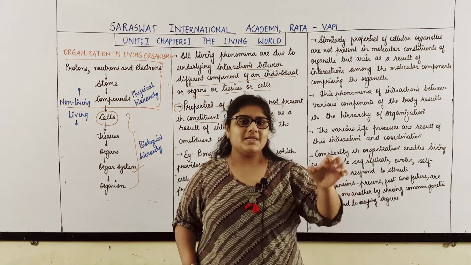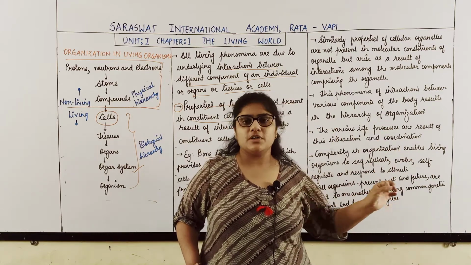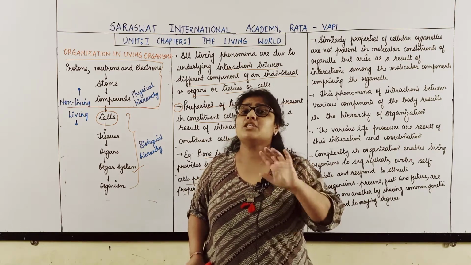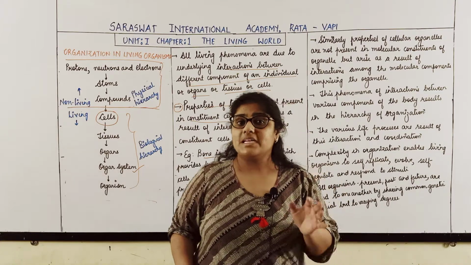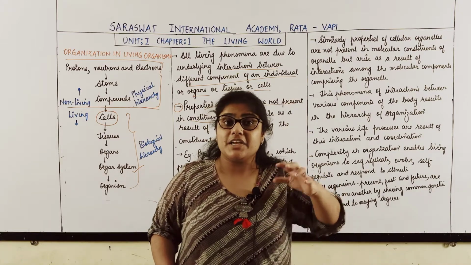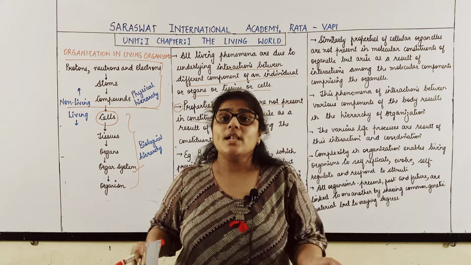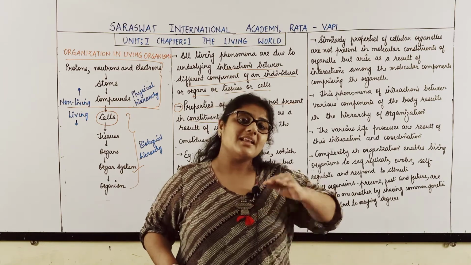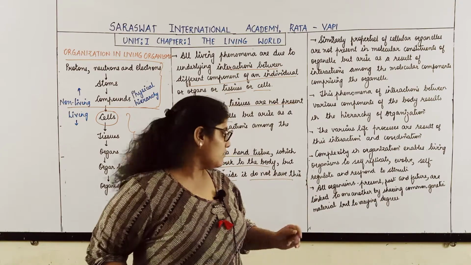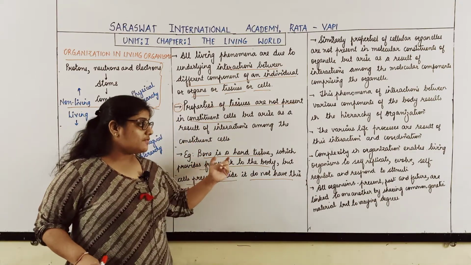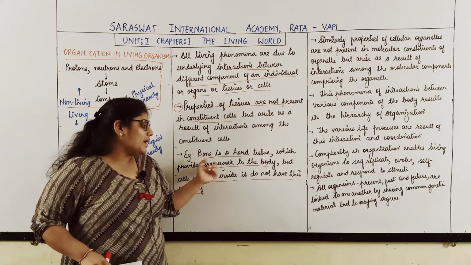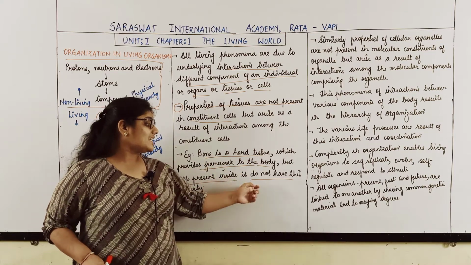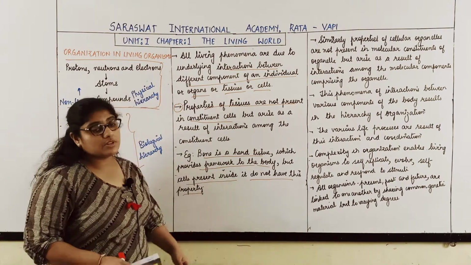The property that provides the framework to the body is not present in individual cells of the bone. But when is this property given to the bone? When all the cells of the bone interact with each other, then they bring about the functioning of the bone. So bone, which is a hard tissue, provides a framework to the body, but the cells present inside it do not have this property.